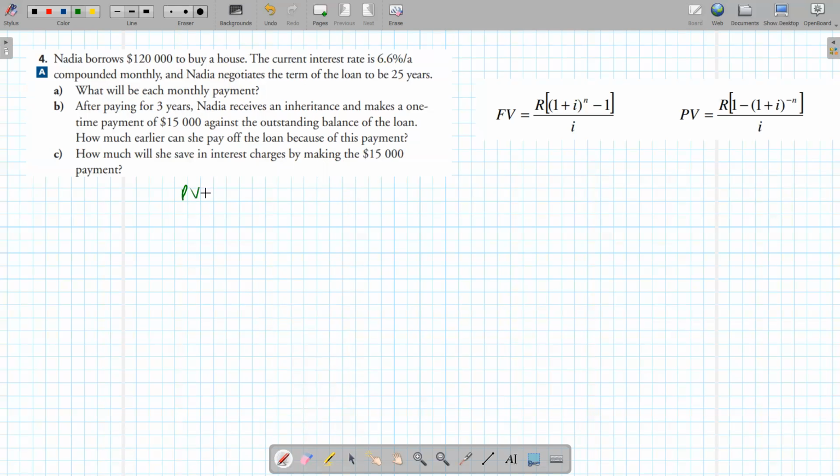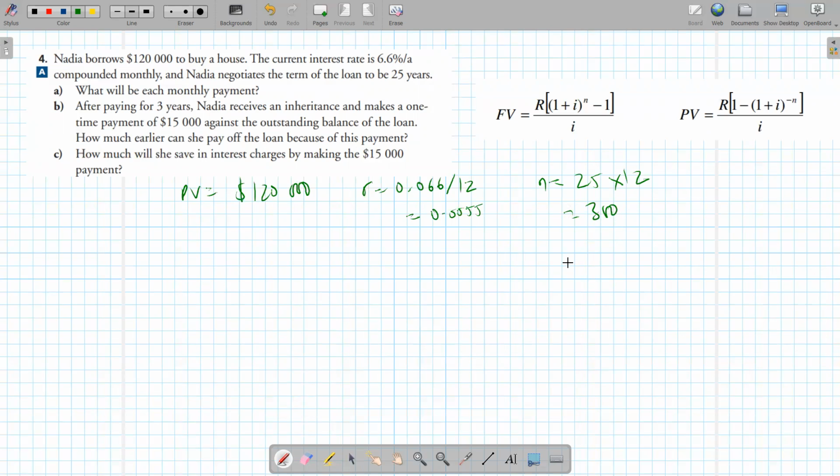So our present value is 120K, which is 120,000. Rate is 6.6. How often is it compounded? Monthly. So 0.066 divided by 12, we get 0.0055. N is gonna be what? 25 times what? Or just 25? 25 times 12. Exactly. What if this said 25 months? What would N be? Just 25. Here, there are 300 months in 25 years, so N is gonna be 300.